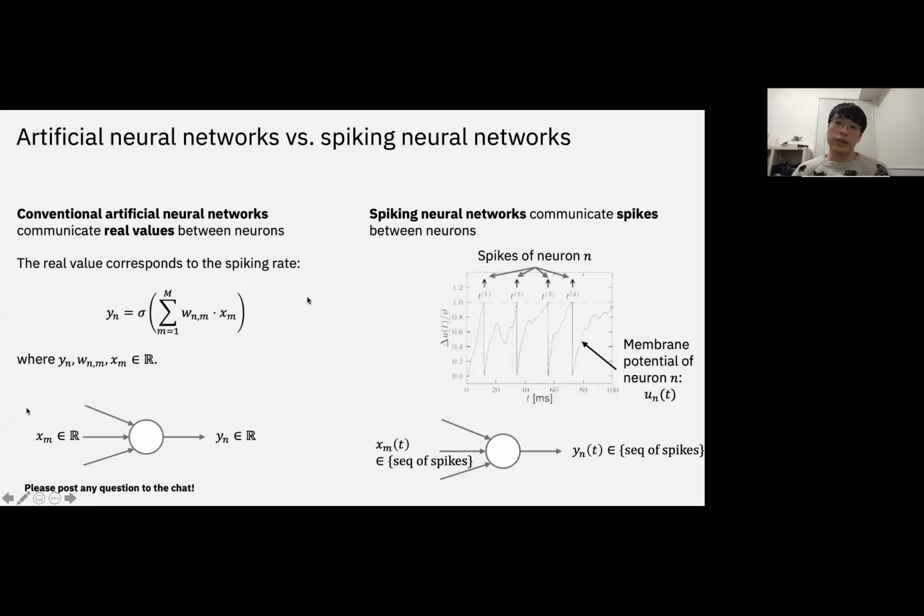And in contrast, a spiking neural network communicates spikes between neurons in order to compute something. So here is a spiking neuron, and the input is not a real value, but a sequence of spikes. And also the output of this neuron is a sequence of spikes. So this is a major difference between the conventional artificial neural networks and spiking neural networks.